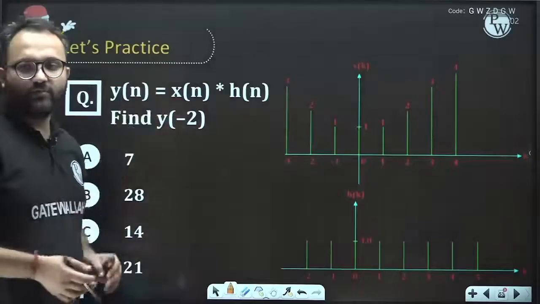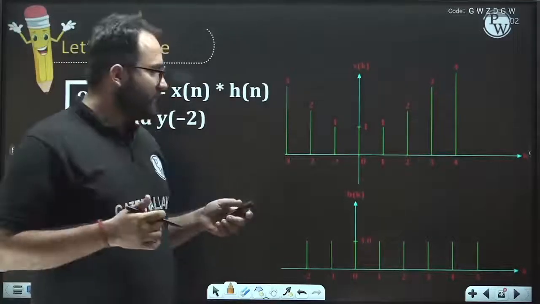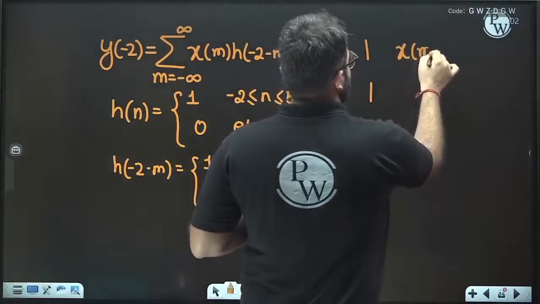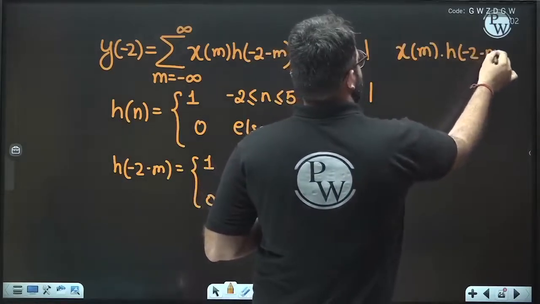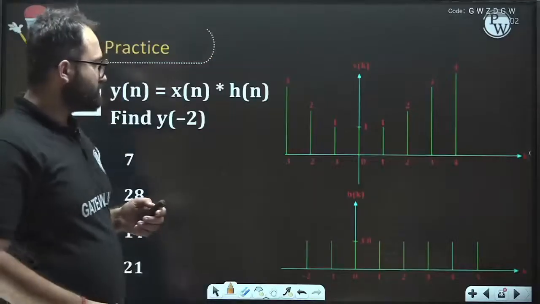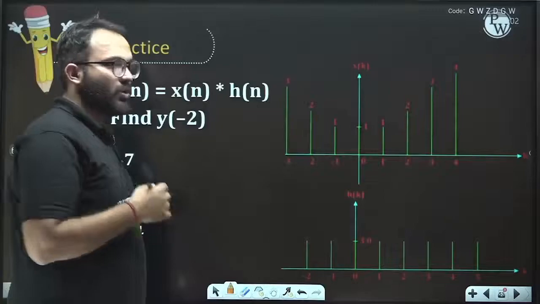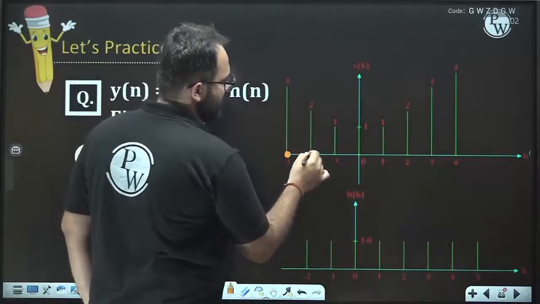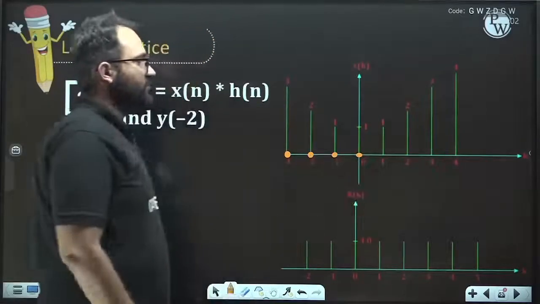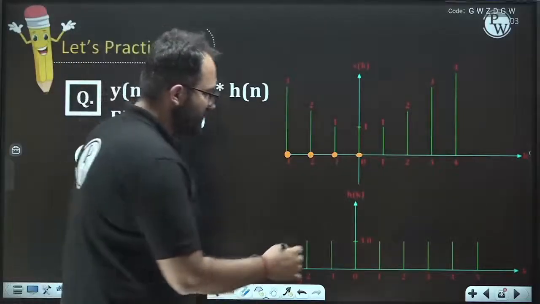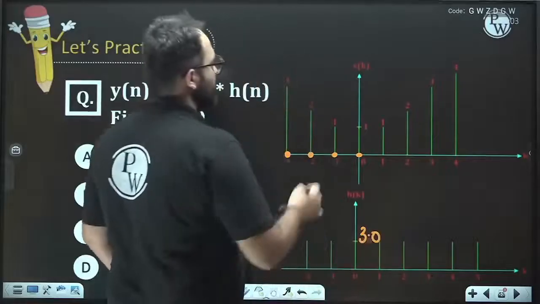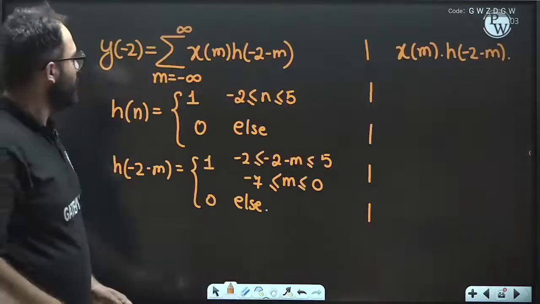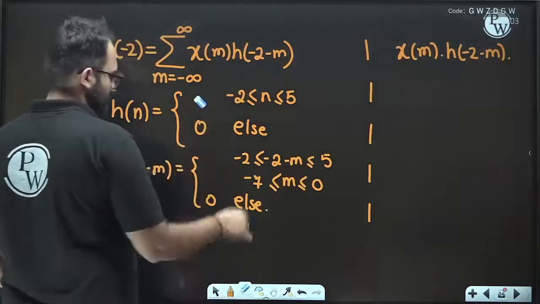Now we multiply x of m with this signal, h of minus 2 minus m. Since h of minus 2 minus m is non-zero for minus 7 to 0, it will get multiplied with x of m at minus 3, minus 2, minus 1 and 0, at these 4 values only. And the height is 3.0, sorry, the height of h is not 1, it's 3.